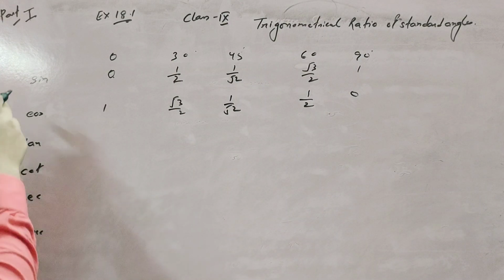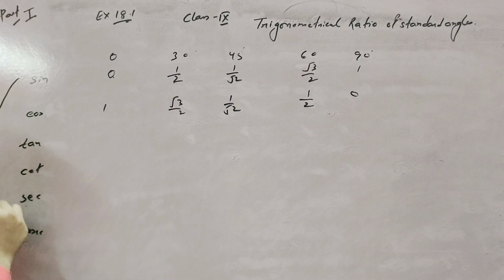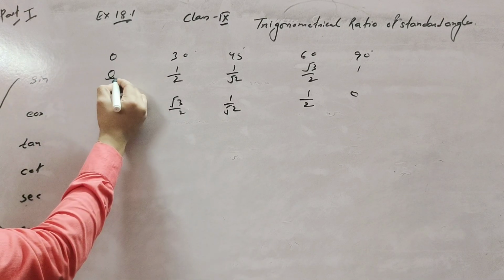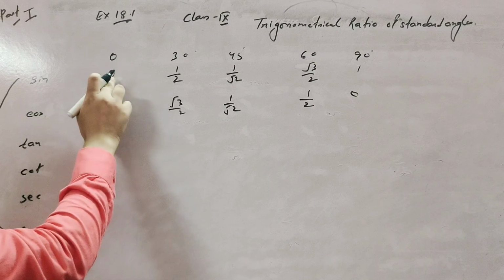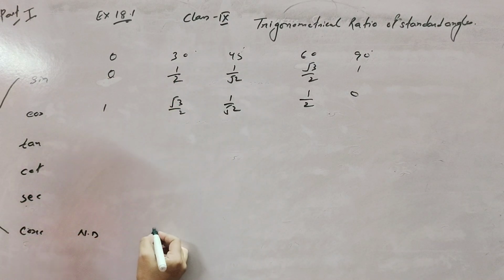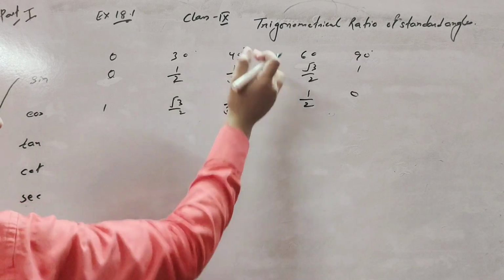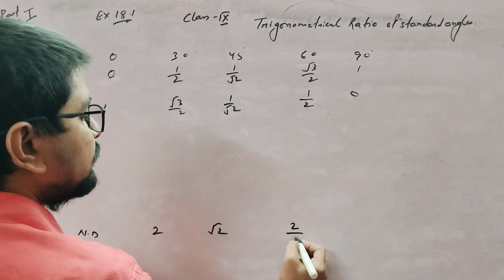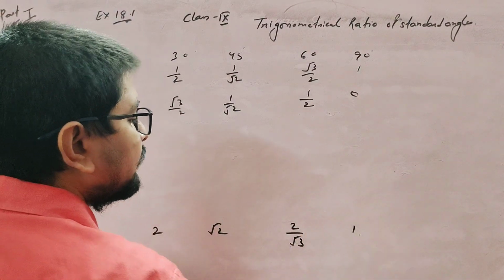Okay, we know that there is a reciprocal relation between sine and cosec. So 0, when reciprocated, 1 by 0, that is not defined. Reverse, that is 2 by 1, 2. Reverse, root 2 by 1, that is root 2. Reverse, that is 2 by root 3, and reverse 1 by 1, that is 1.